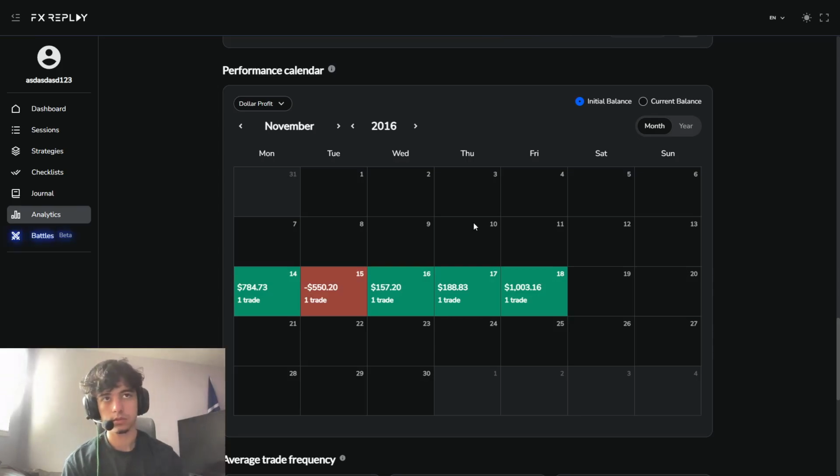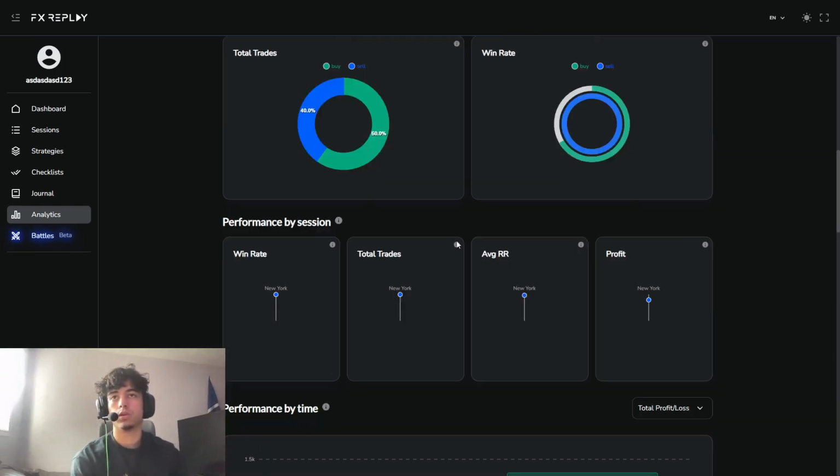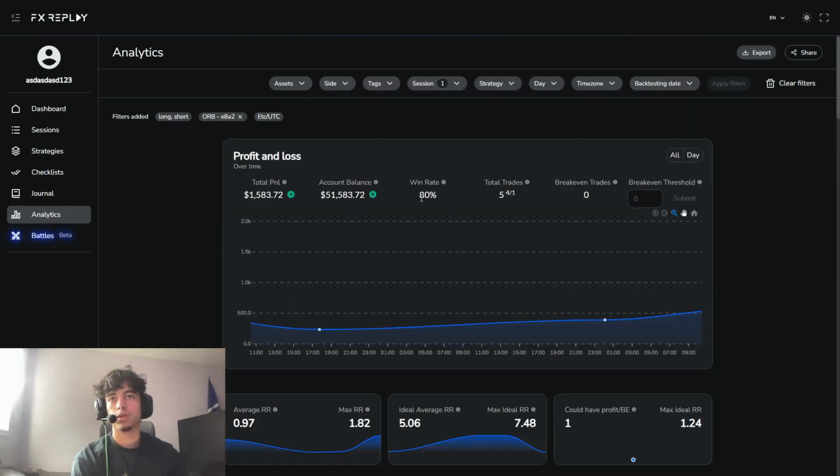So that's like 1% of a 50K account, or since you have 2K in drawdown, it's pretty much 25% of the account. So you have 4 trades that you can take. But with an 80% win rate, that's pretty good.